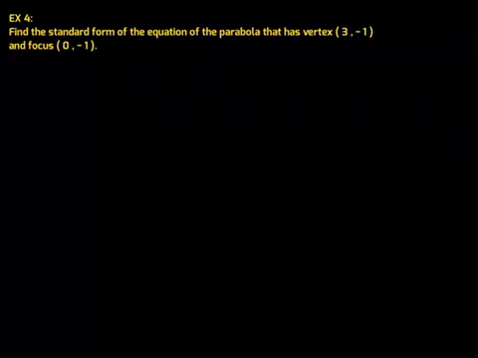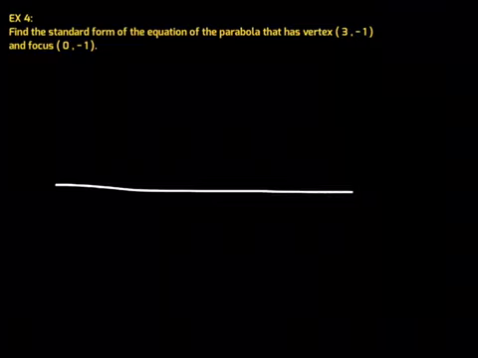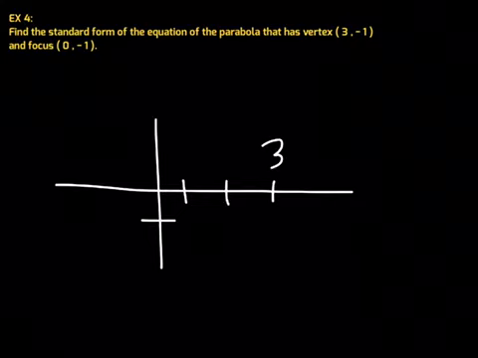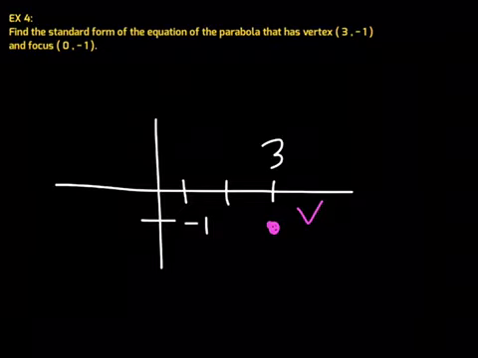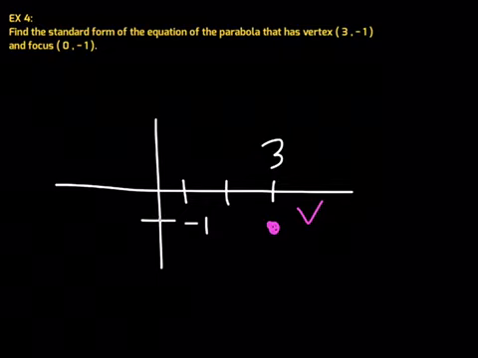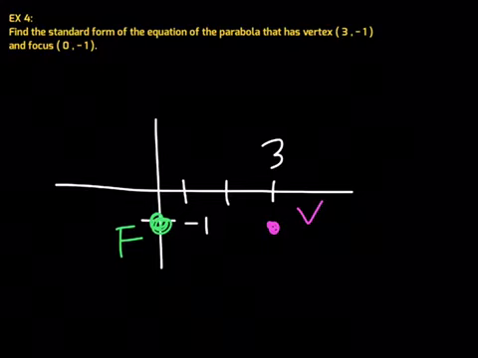Now, they said that this parabola has vertex (3, -1) and a focus of (0, -1). So (3, -1): 1, 2, 3, -1. Okay, I'm doing this fast on purpose so that you can see I'm not trying to be super perfect here. That's my vertex, (3, -1). And then they said it has a focus of (0, -1). Okay, guys, this is your focus. Now, that's all I'm going to do, okay?